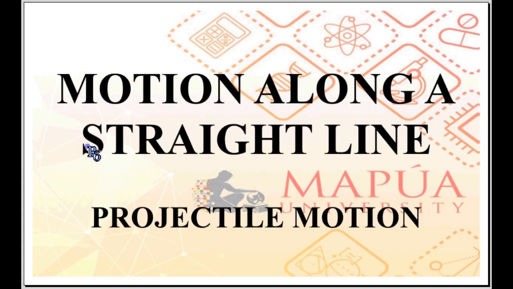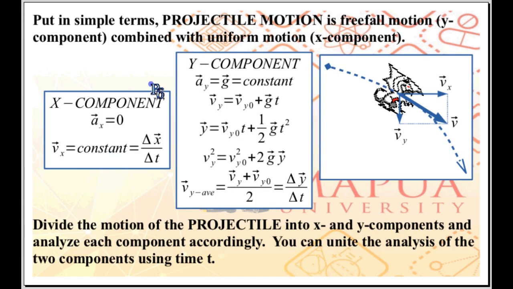And now we move on to the last part of our discussion on motion along a straight line, or kinematics. We have projectile motion. Projectile motion is what happens when an object is fired or thrown diagonally upward, horizontally, or diagonally downward.